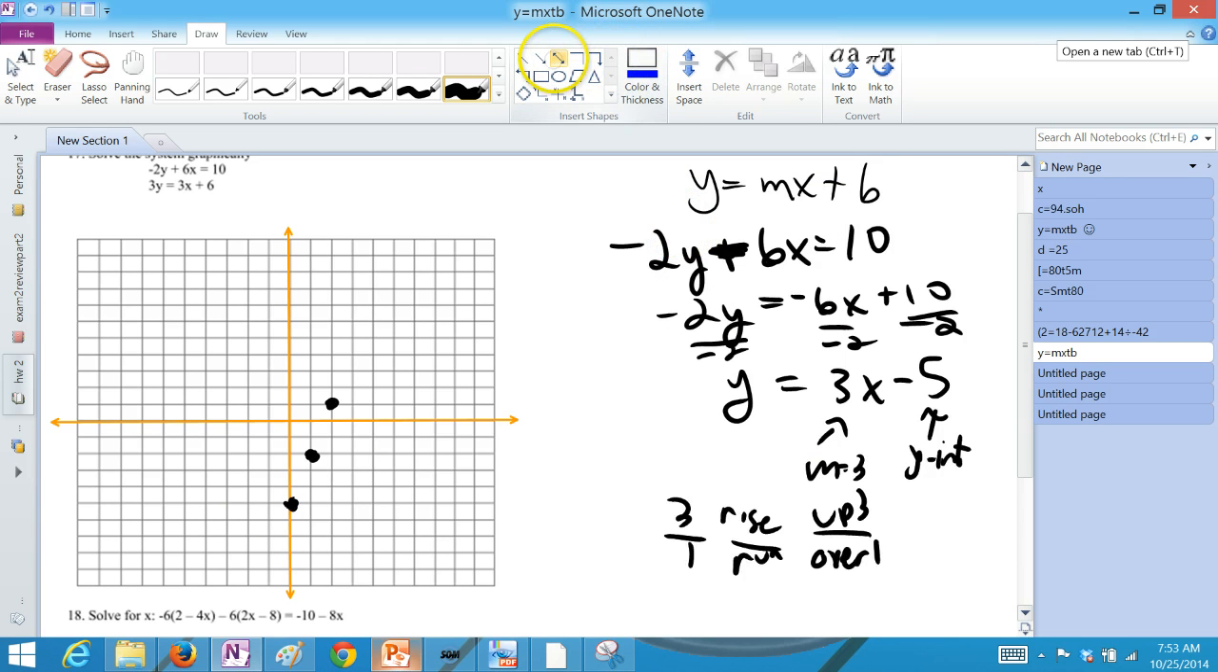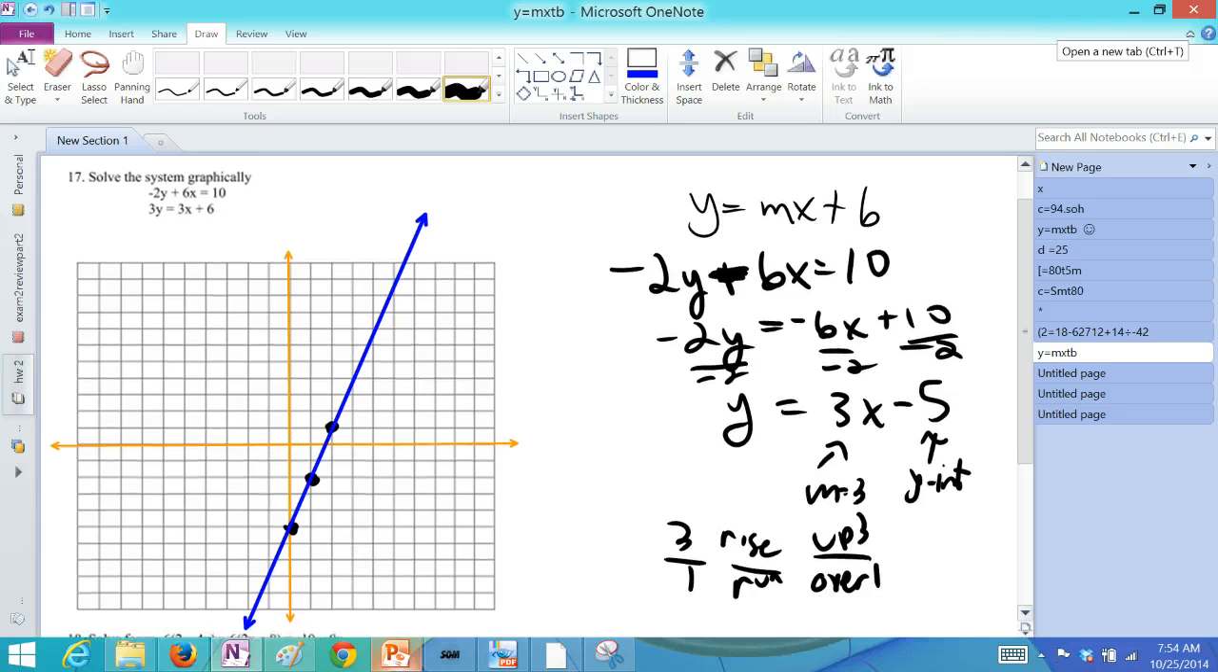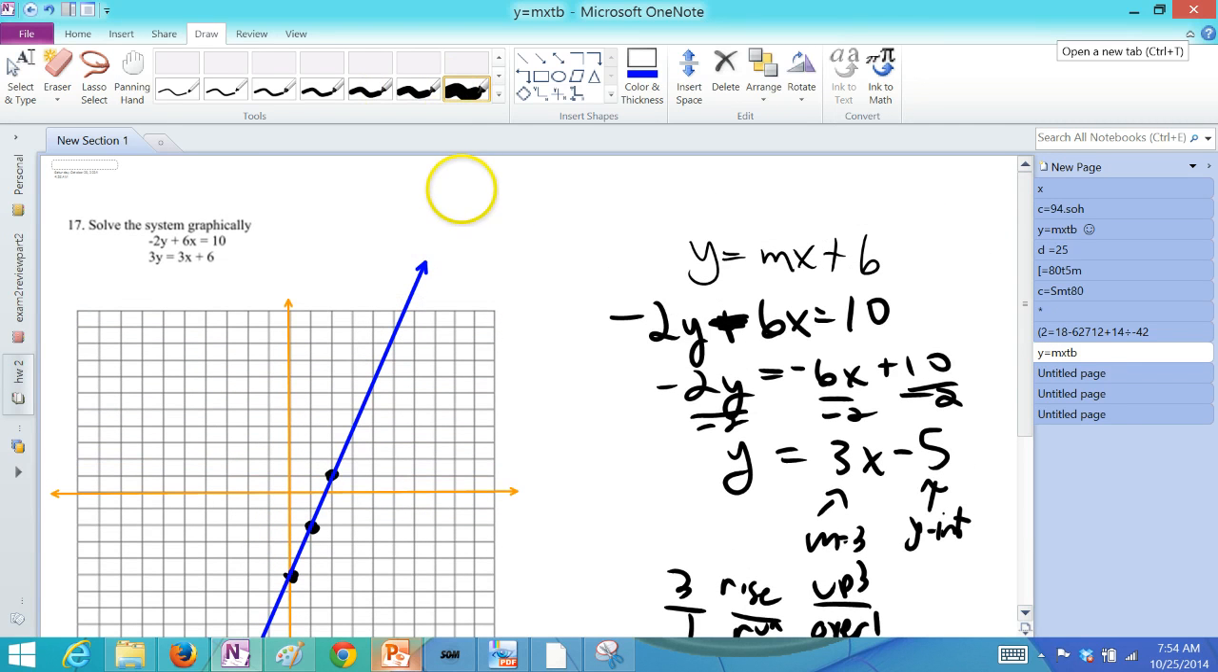Okay. When you're graphing to solve, you have to try to be really accurate in your graph. So there we go. Now the next line is 3y is 3x plus 6. So just divide by 3, and you get that y is x plus 2.